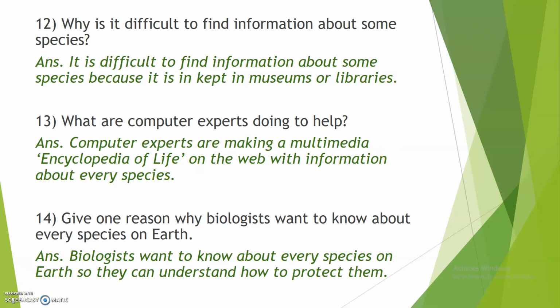14th question. Give one reason why biologists want to know about every species on earth. This is something which we all know. Answer: biologists want to know about every species on earth so they can understand how to protect them, right? If we want to protect an organism, we have to know about them, their features, what their habitat is, what they like, what they eat, and what their conditions are. Everything we have to know, right? Then only we can protect them. That is why biologists want to know.